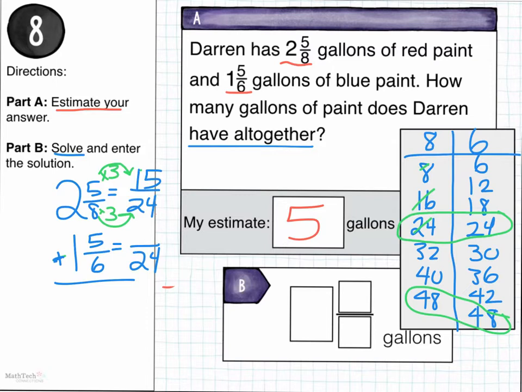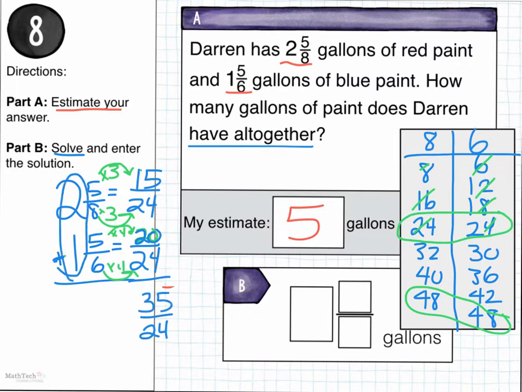Let's go ahead and check out our 5/6. I know that to turn my sixths into 24ths, I need to multiply by 1, 2, 3, 4. 6 times 4 is 24. And I will do the same thing to the top. 5 times 4 is 20. When I add that together, 15/24 plus 20/24, I know my answer is still going to be 24ths, but my numerator is going to be 35/24.